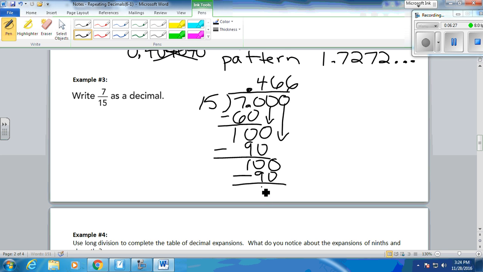And at this point it's clear to see that there is just going to be a continual pattern. So my final answer will be 0.46 with just the 6 repeating. So be careful when you read this. 46 hundredths repeating sounds very similar to saying 46 hundredths with just the 6 repeating.